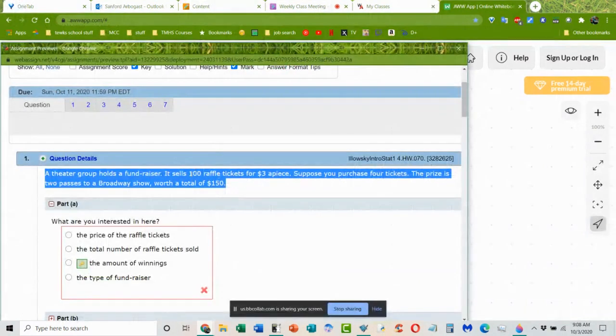So in this problem here, we have 100 tickets for sale at $3 a piece, and we buy 4 of them.